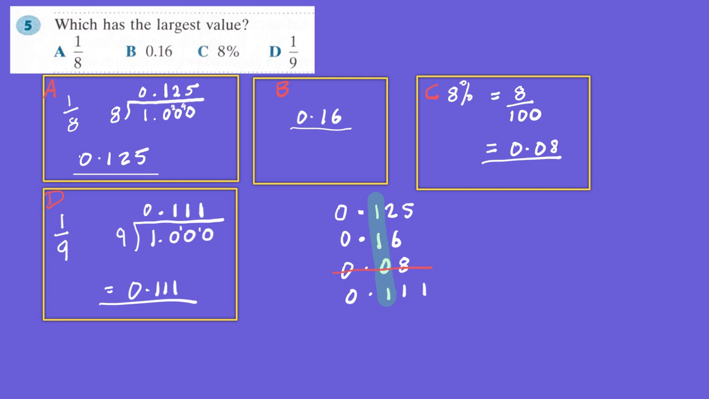Now we're going to go to the second placing, and the second placing is 2, 6, 8, and 1. And 6 is the largest. 8 doesn't count, it's been crossed out. So therefore, this is the largest number, 0.16. And we just highlight B.